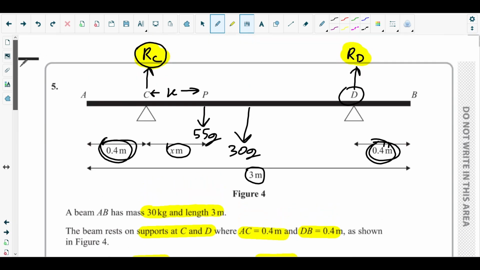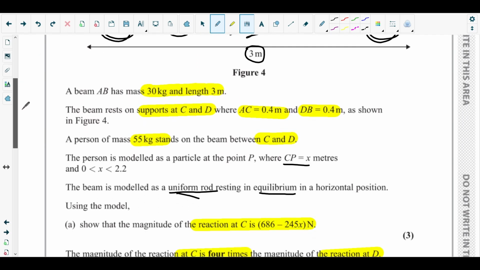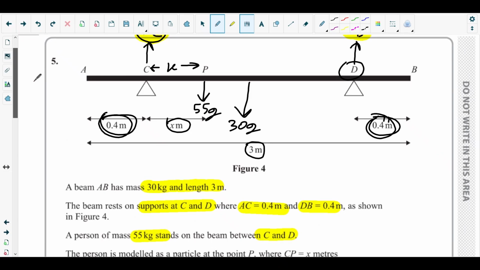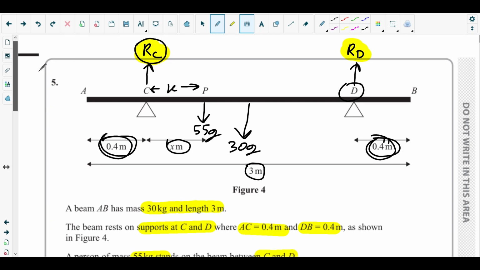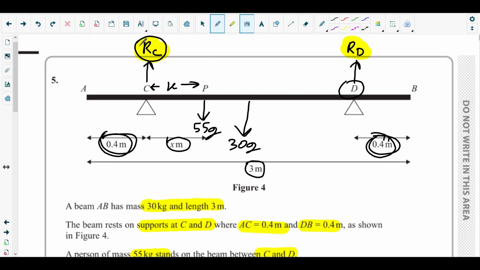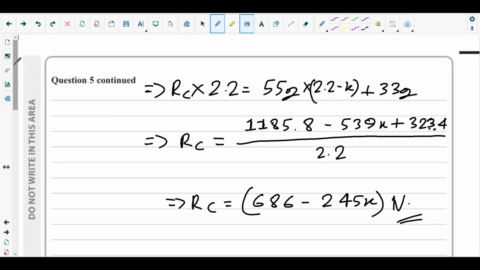Reaction at C is 4 times the reaction at D. Reaction at C is represented in terms of X in part A, right? We have shown it. So what we can do is consider the forces vertically, because then we get reaction at C, reaction at D, and the weight of the person. All the things are known, with only X as the unknown variable, so we can solve for X. So consider the forces vertically.